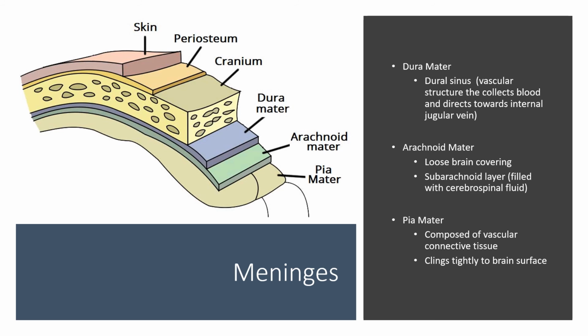The arachnoid matter is loose brain covering. It's just below the dura mater. It also has the subarachnoid layer that's filled with cerebrospinal fluid. And then the closest to your brain is the pia mater, composed of vascular connective tissue that is clinging very tightly to the brain surface.